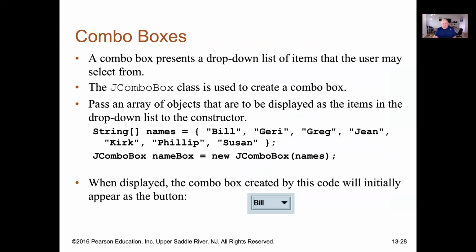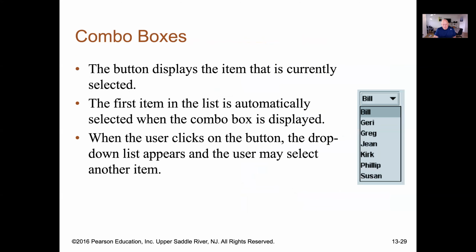What are combo boxes? Combo boxes present a drop-down list of items that the user may select from. The JComboBox class is used to create a combo box. When displayed, the combo box created by this code will initially appear as a button. This is an example of a combo box.